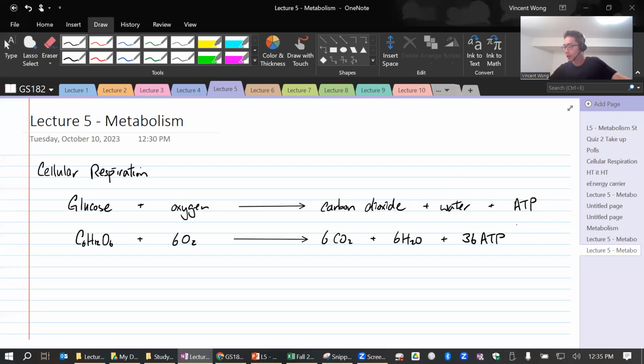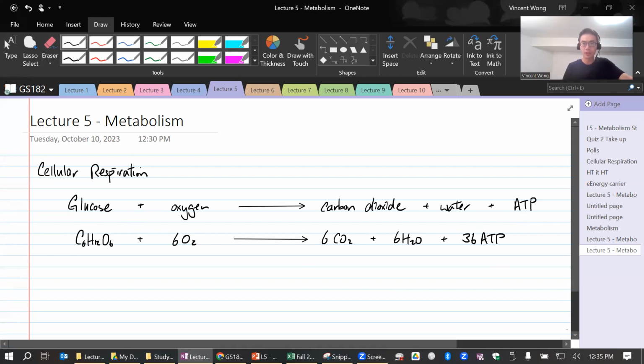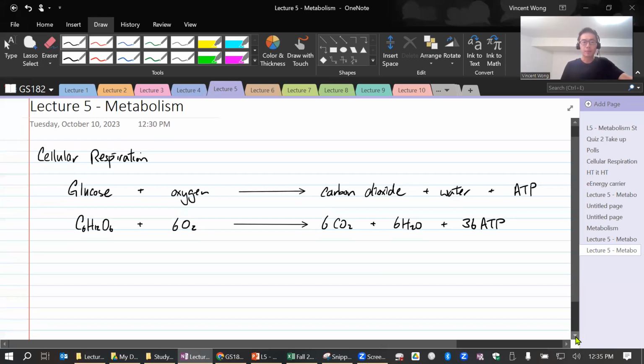Now, let's take a look at this equation in a little bit more detail. Okay, so I'm going to leave some space. I'm going to draw something later in a bit, but I want to write an extra note here first. Okay, cellular respiration is a redox reaction.